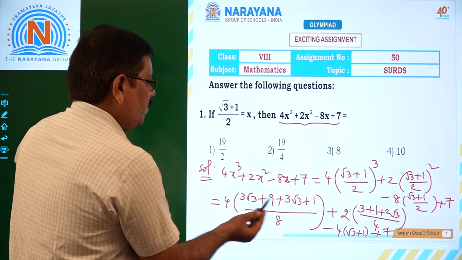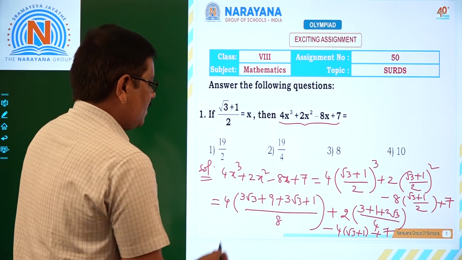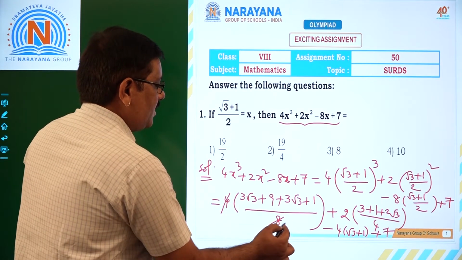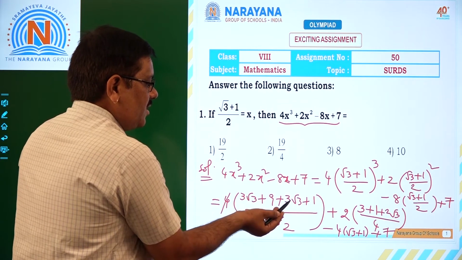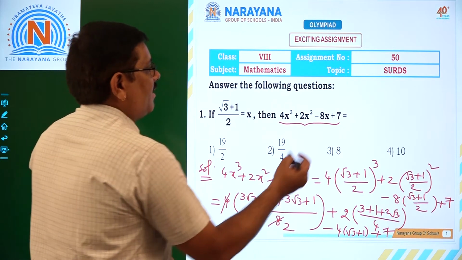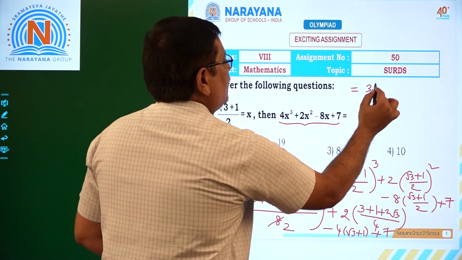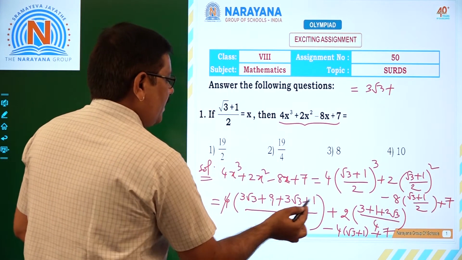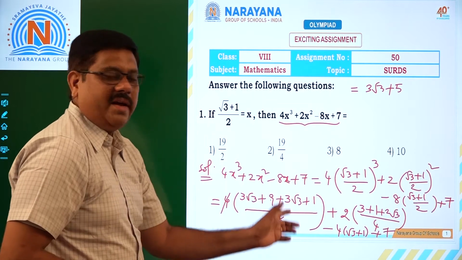If you look at that, 3 root 3 plus 3 root 3, what is that? 6 root 3. 9 plus 1 is 10. So here 4 cancels 2 times. At the same time, here 3 root 3 plus 3 root 3 is 6 root 3, plus 10. So the simplified form I can write as 3 root 3 plus 9 plus 1, that is 10, by 2. I can write it as 5. That is the value of this entire expression.